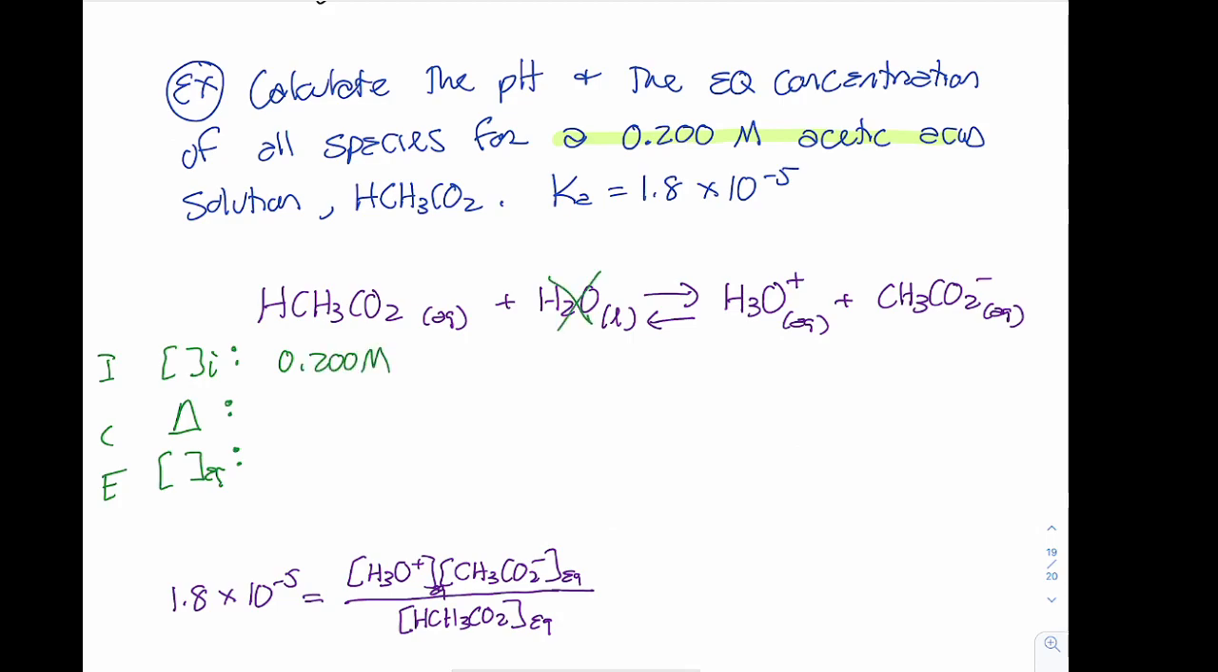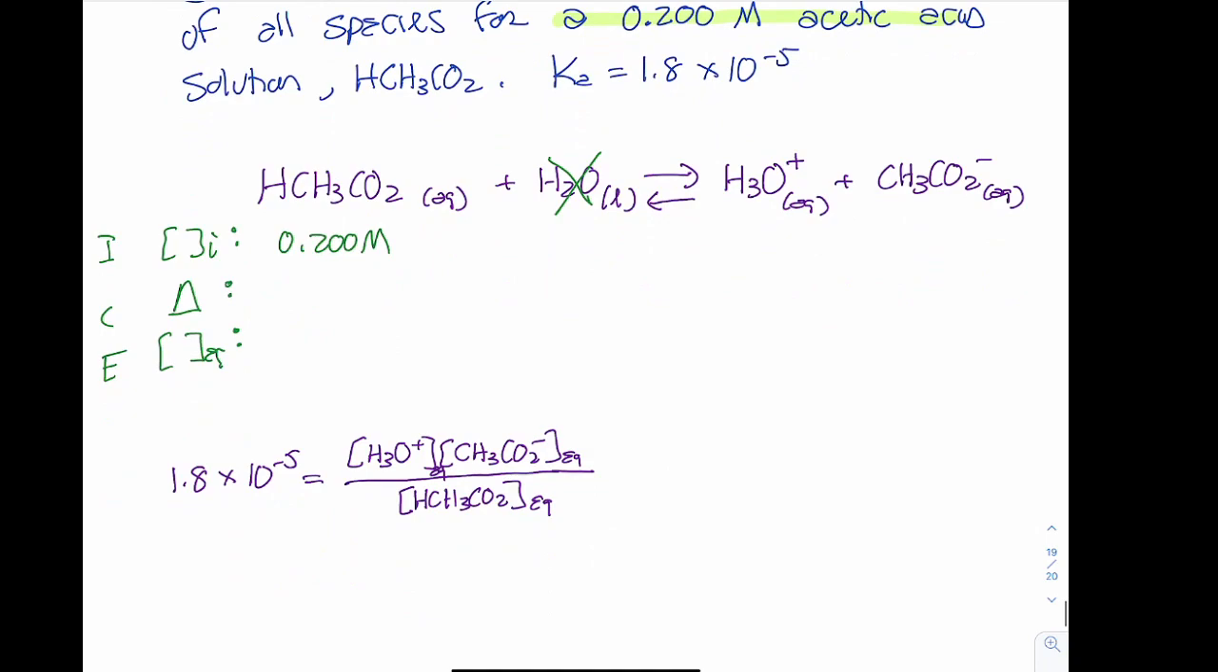Water we don't care about, right? It's not part of my expression. It's pure water. It doesn't have a concentration. It's 100% concentrated. It's just water. Initially, I don't have any products, so 0 for hydronium ions and acetate ions.